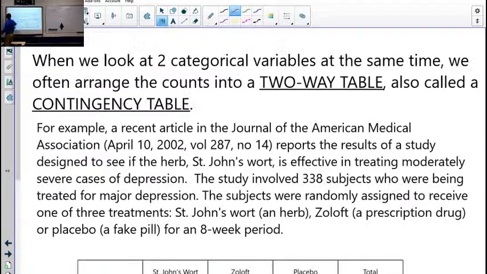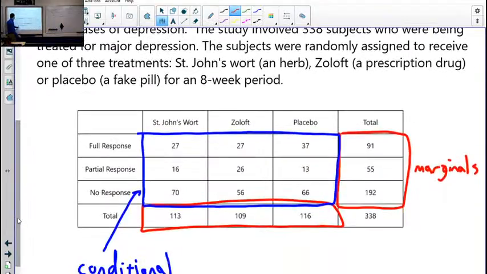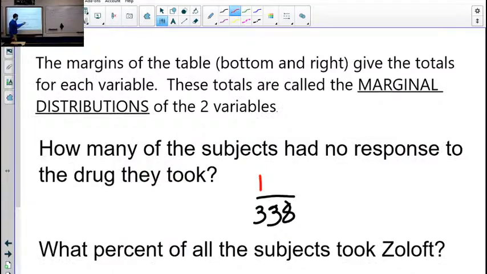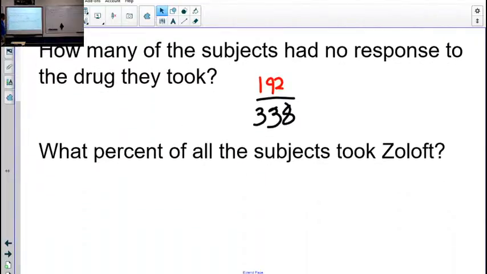So we go back into our table. Look for no response. How many of everybody had no response? Well, that's this right here, the 192. We're not interested in what they were prescribed. We're just interested in the response that they had. They had no response. 192 out of 338. And then if we wanted to, we could get a decimal out. But I'm just going to leave these as fractions. Well, unless it asks for percent, then I guess we'll put them.